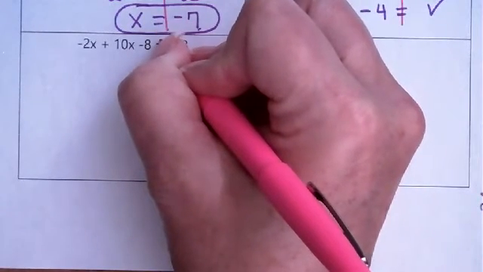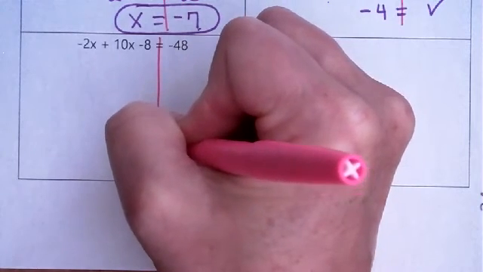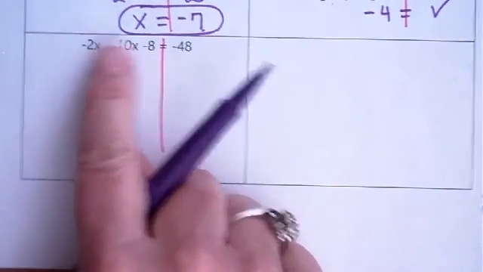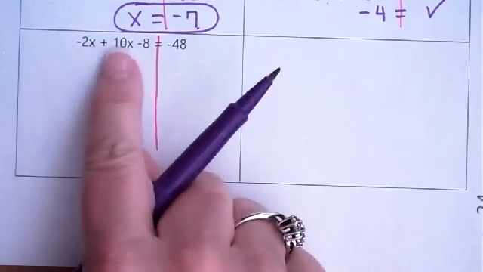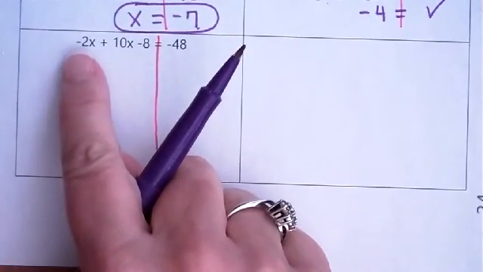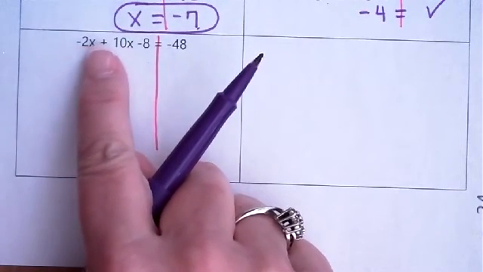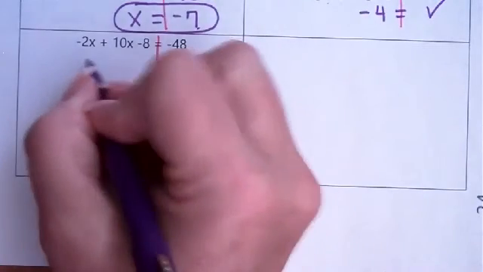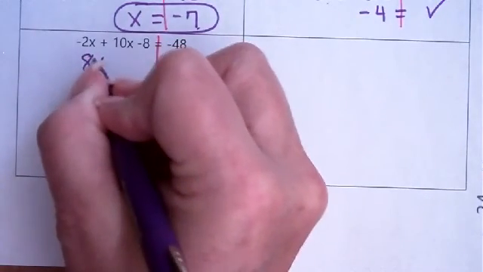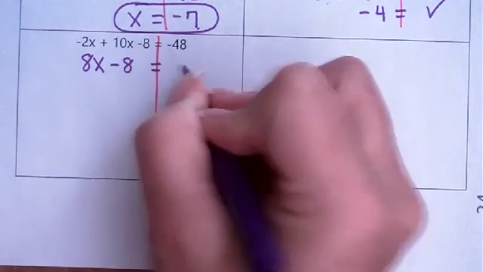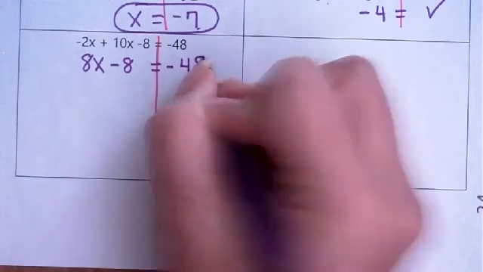Now, example 4 is similar. It's just some additions and minuses and negatives. Just one more practice problem. So I put my river in. Now this time I see my like terms are side by side. Okay, so I'm going to do negative 2 plus 10, which is positive 8. So I'm going to write down 8x. I'm going to bring down that minus 8 right there, equal to negative 48.